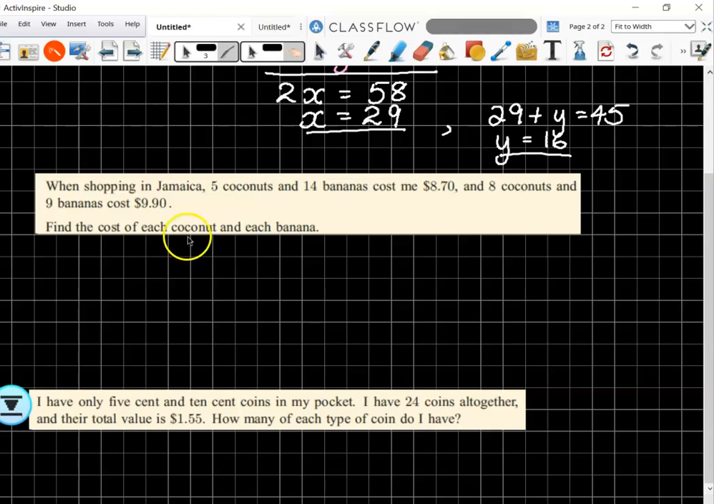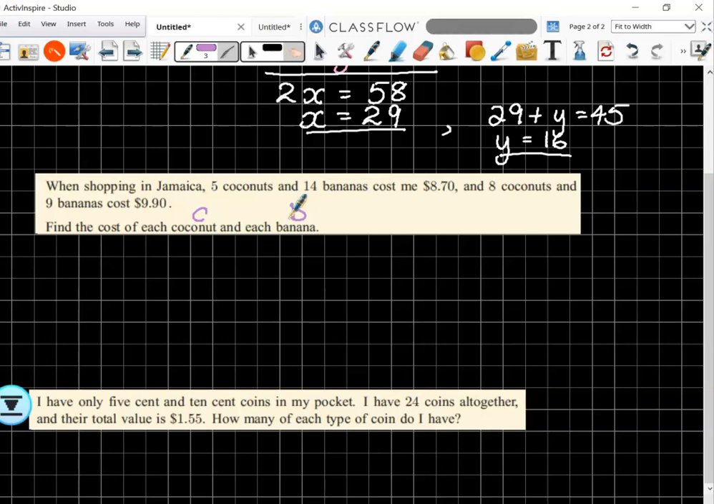Anyway, what do you want to let the cost of the coconut be? Don't say X. Please don't say X. Let's go C, for coconut. And what about the cost of a banana? B. Obviously, if you were buying berries and bananas, please don't use B and B. And look, if you want to use X and Y, knock yourself out.